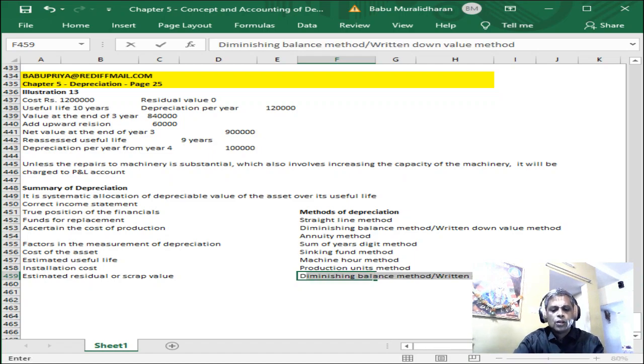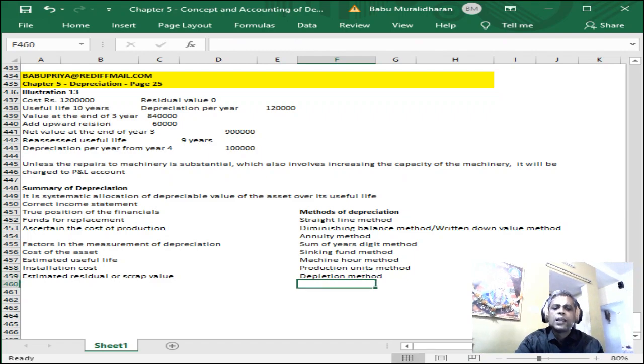And we also saw the depletion method. The depletion method is predominantly used in case of mines, coal mines, etc., where it is based on the extraction of the coal or gold or whatever, based on the deposits available and the extraction that happens. The depletion method is used there, right?